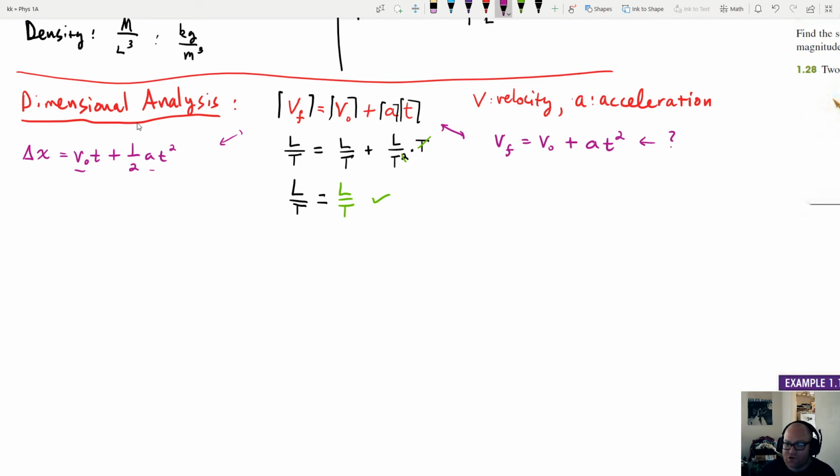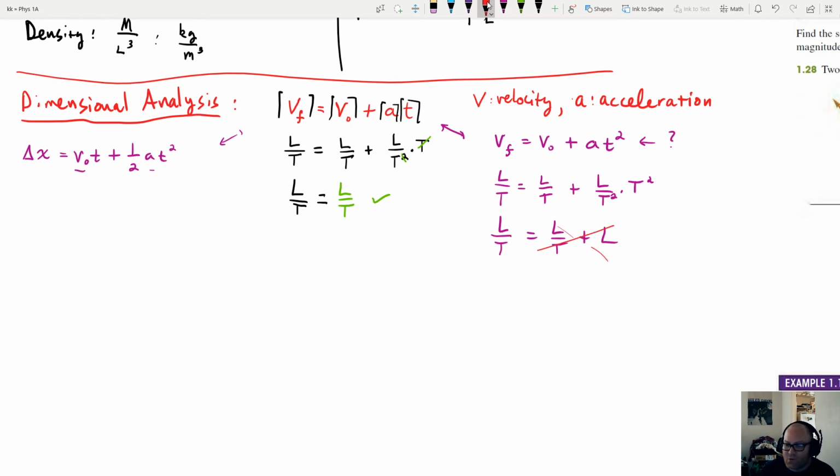And you should be able to see pretty quickly that you can't, because over here you've got length over time, you've got length over time, and then you've got length over time squared multiplied by time squared. And unfortunately what you end up getting is length over time equals length over time plus length. And this is something that's not allowed. Oops. You can't do this.